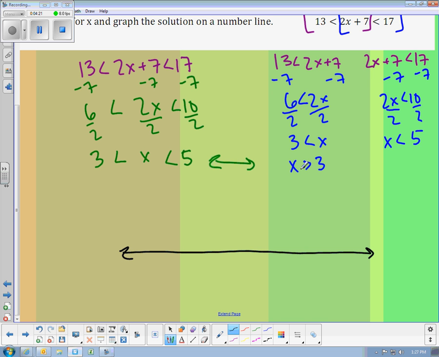And I want to be between 3 and 5. So I'm going to put 3 down here. Here's my 4. Here's my 5. Both of them have open circles, and I want to be above 3 and below 5, so I'm going to shade in between. There you go.